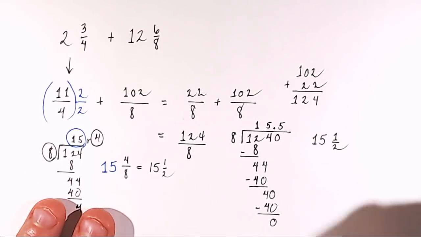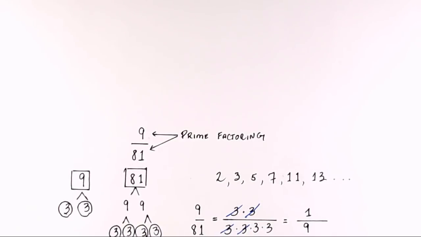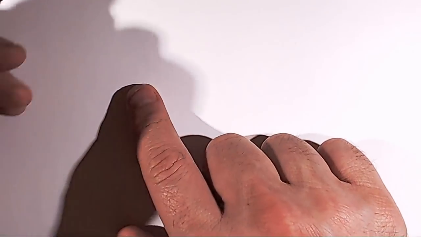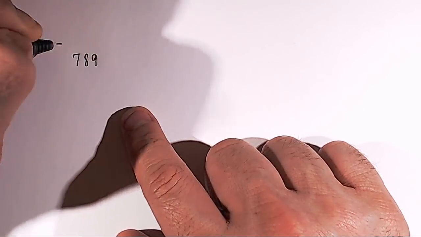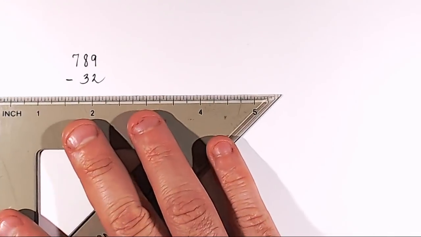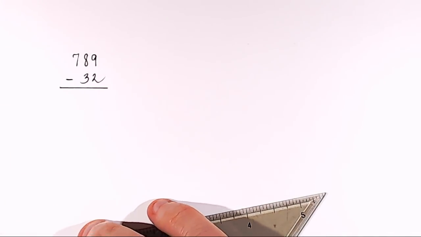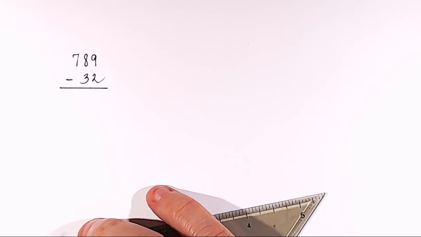Okay, the next problem. Let's get some more paper here. The next problem, deceptively simple, asks us to subtract 32 from 789. So you've got 789 minus 32. Now, if you haven't done old-fashioned subtraction in a while without a calculator, it may be a burst of cold water in your face that you've got to remember how to do it.